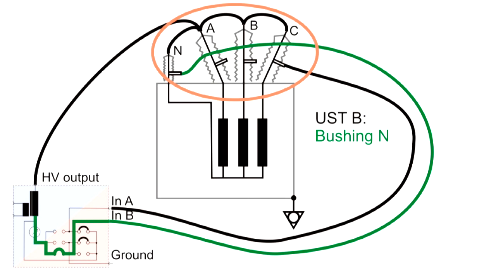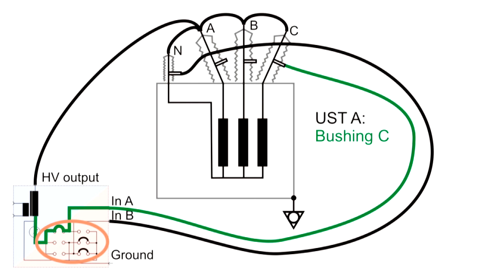Now we must reconnect the test leads once to measure bushings N and C. With UST-B mode set in the test card, the test leads are now connected to bushing N. The next test card uses mode UST-A to connect to bushing C, again without the need for any rewiring.